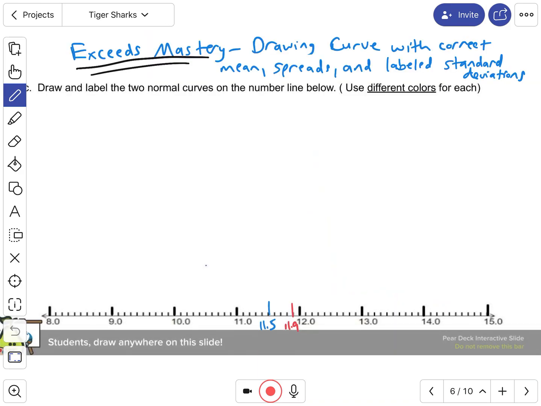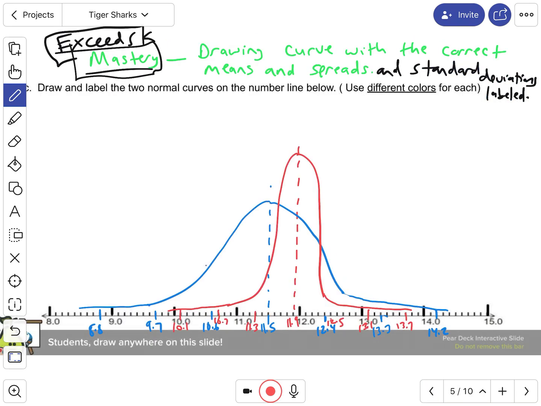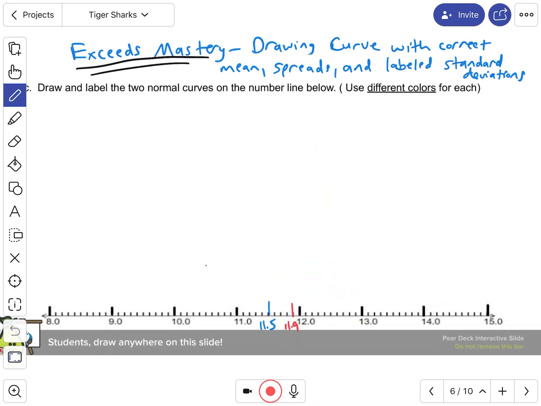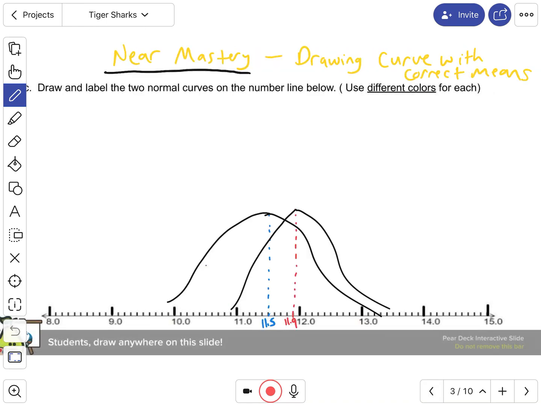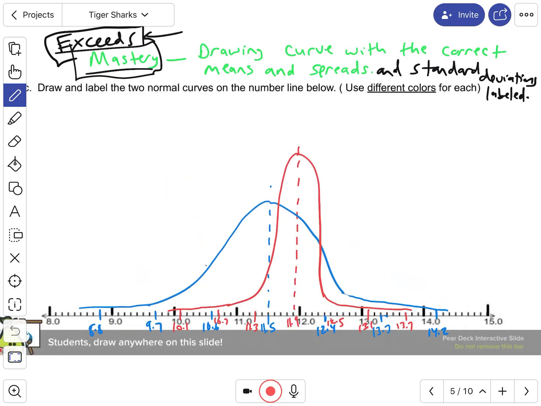I was actually going to do a different slide for the exceeds mastery, but I just added the exceeds part by adding that extra standard deviation label. All right, so there's 3 levels: near mastery, mastery, and exceeds mastery. And so my question is, how did you do? And of course, if you couldn't get any of these things and you had no idea, that would be remediation, so that would also be another level. And so my question is, how would you rate yourself?